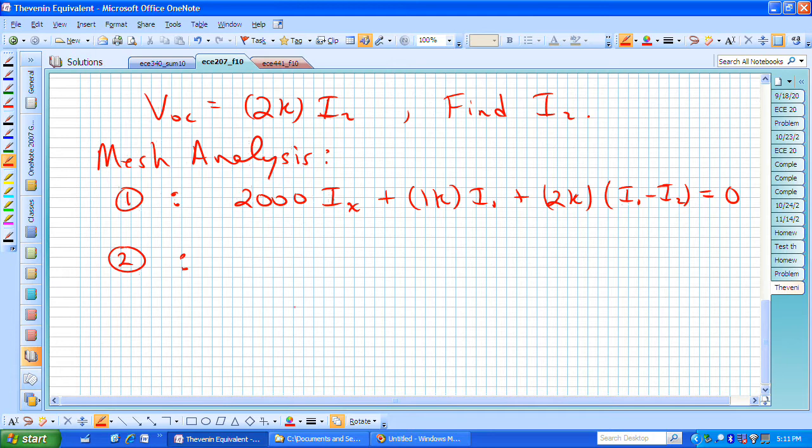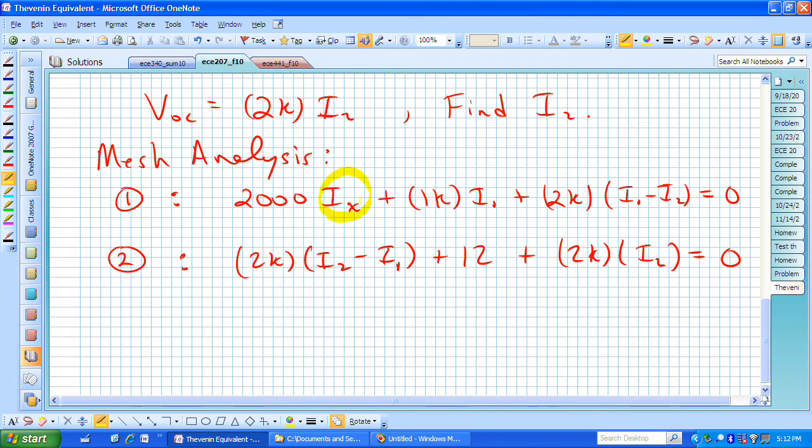So we now have mesh 2 is 2K times I2 minus I1 plus the 12 volts plus 2K times I sub 2 is equal to 0. And we could now have two equations in two unknowns if we didn't have that dependent variable in our equations. We have an I sub x.